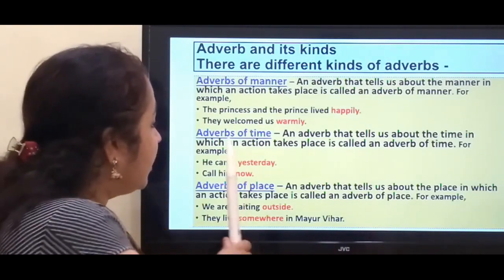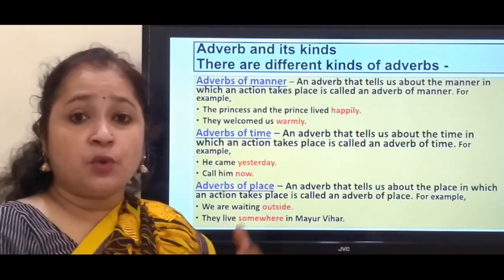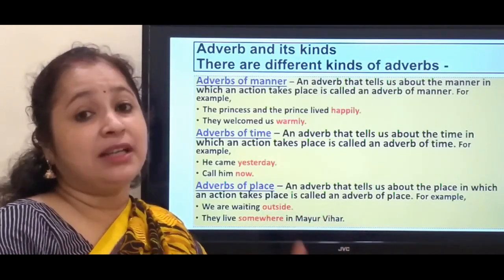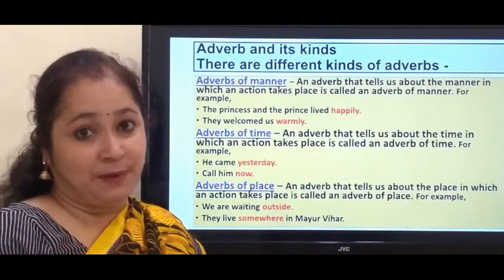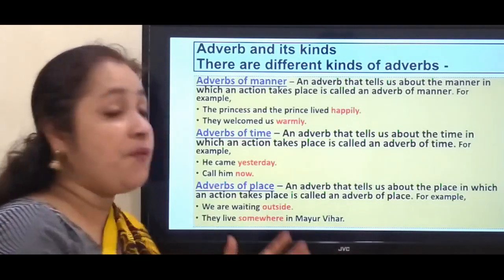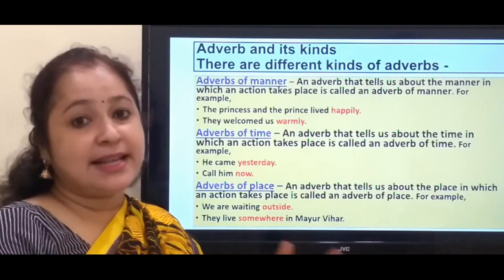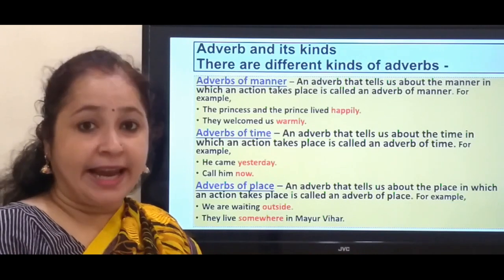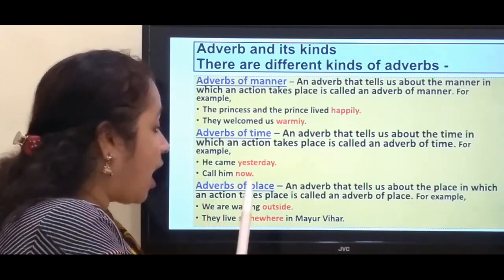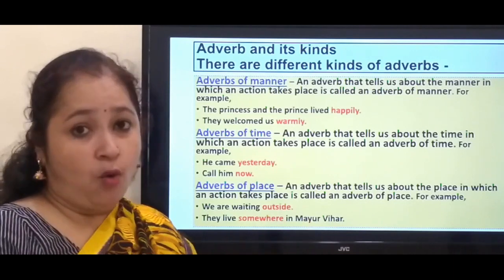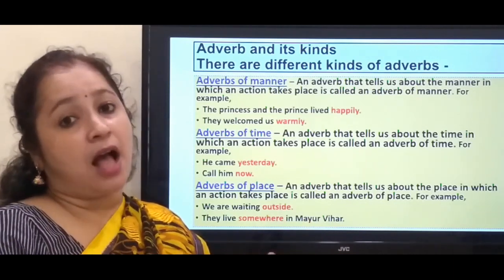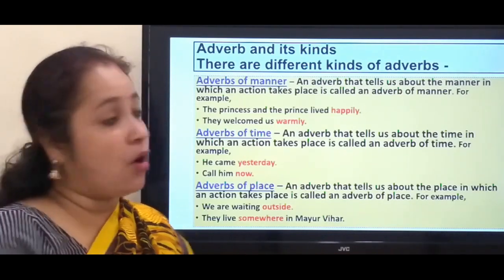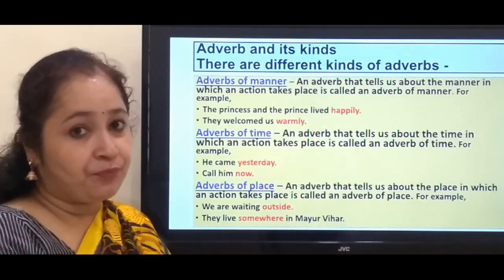Let's talk about adverbs of time. So, students, as its name suggests, the words that tell us about the time in which an action takes place are called adverbs of time. Let us read these examples. He came yesterday. When did he come? He came yesterday. Call him now. So, yesterday and now are words that tell us about the time of an action. So, these words are examples of adverbs of time.